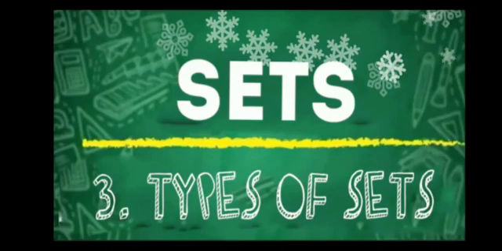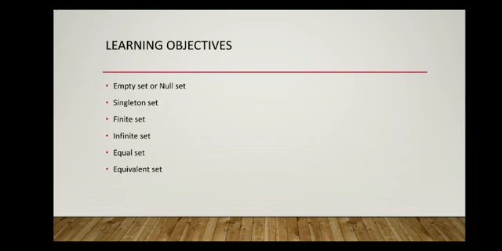In the previous videos we learned about what sets are and how to represent a set. So in this video we are going to learn about the different types of sets. There are 12 different types of sets. In this video we are going to learn about 6 types, and in the next video we will learn about the other 6 types. Today we are going to learn about what empty sets or null sets are, what singleton sets are, what finite sets are, what infinite sets are, what equal sets are, and what equivalent sets are.